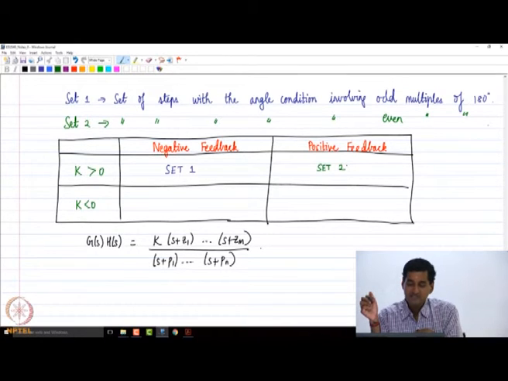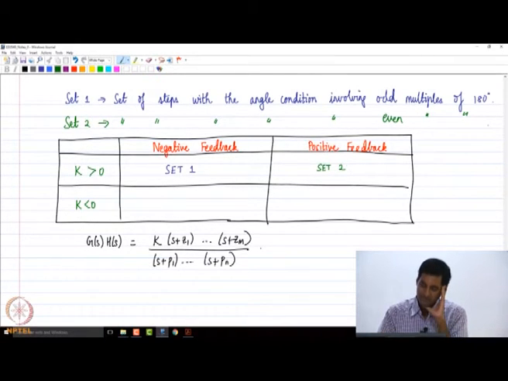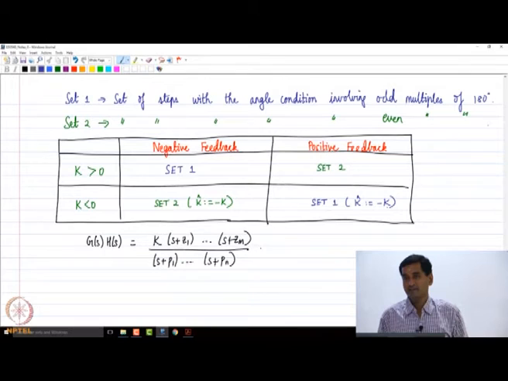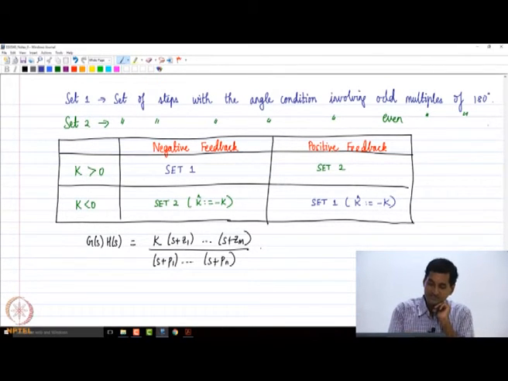If k is less than 0 and we have negative feedback, what did we do? We use set 2, but of course with a k hat defined as minus k, right, that is the difference. And when we have positive feedback with negative k, we use set 1 with an equivalent definition, k hat being defined as negative k, okay. So, that is how we need to construct, okay.